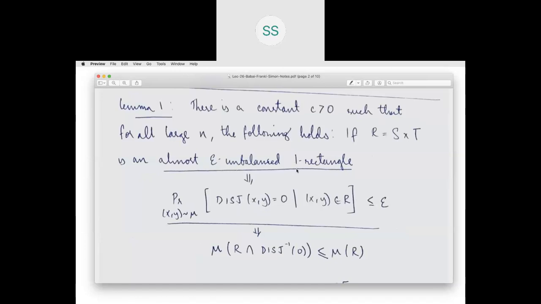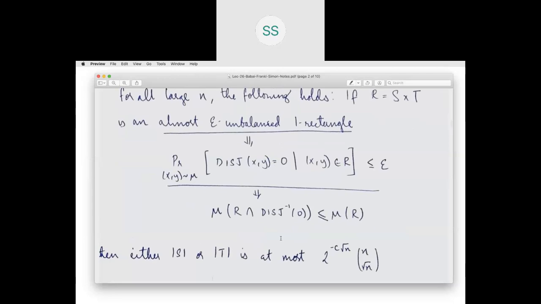So it is a one rectangle as per the protocol. What is the probability that a randomly picked entry within that rectangle is a zero entry? In other words, it is roughly zero. We don't want more than an epsilon fraction of the entries in that rectangle to be zero entries.